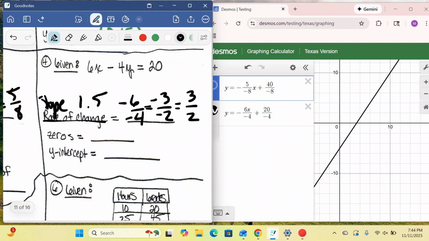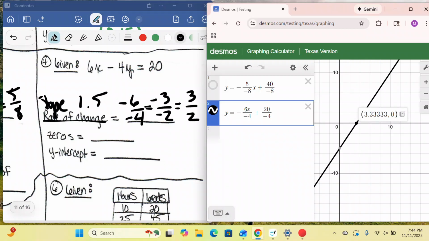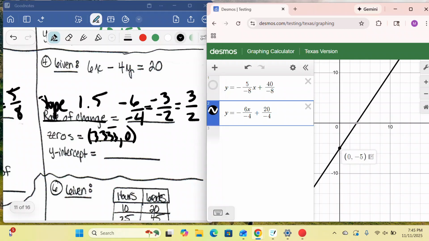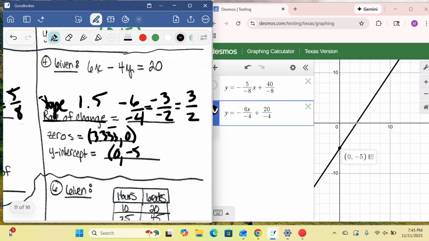So we have our rate of change, we have our slope. Now we're going to find our zero, where it crosses the x-axis. We have a decimal at the zero. It is 3.333 with a repeating decimal, or 3 1/3 if you want to put the fraction value. The y-intercept, I already got my x-intercept. Then I find my y-intercept, and it is (0, negative 5).